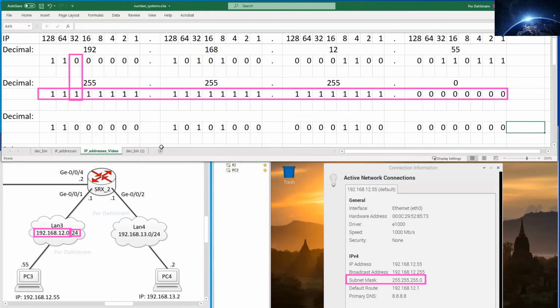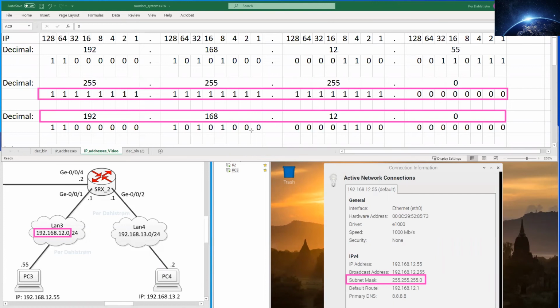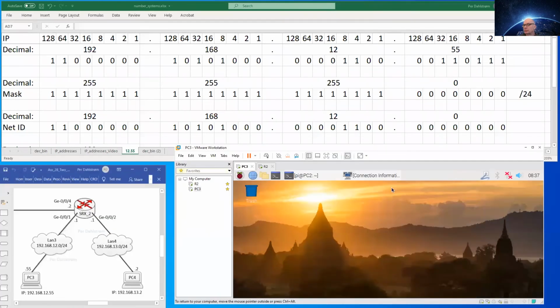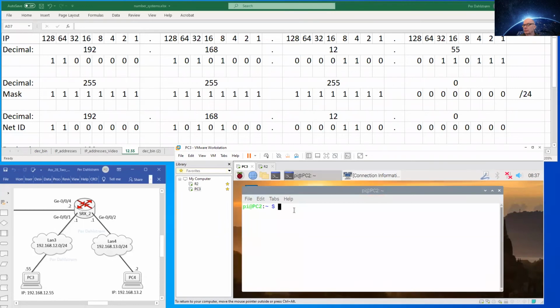And writing out in decimal the network ID for networking devices on LAN 3, in this case the network ID for PC3. A subnet mask with 24 binary ones is indicated as a /24 network. PC3 uses its calculated network ID to figure out if an IP address is on the same network as it is on itself.